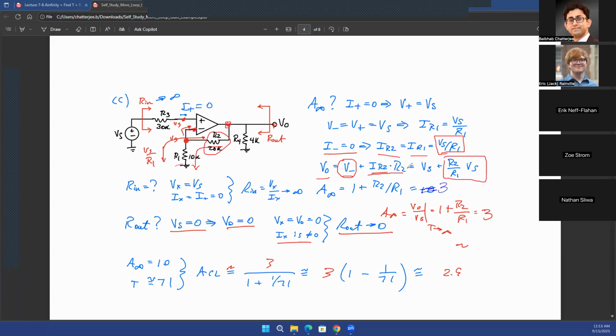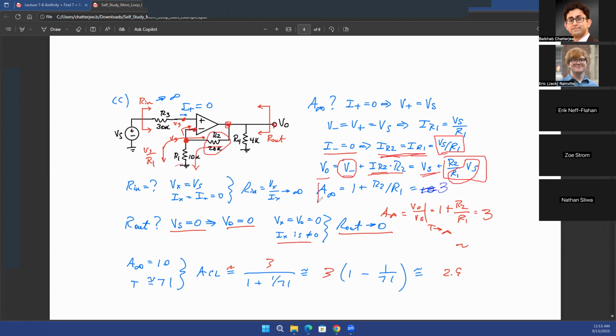So the negative terminal of the op-amp had a voltage of Vs, and IR2, which is equal to IR1, is equal to Vs over R1. That's what you found out in the previous step. So Vs over R1 is your IR2. That multiplied with R2 is going to give you the voltage at the VO terminal, or the output terminal.